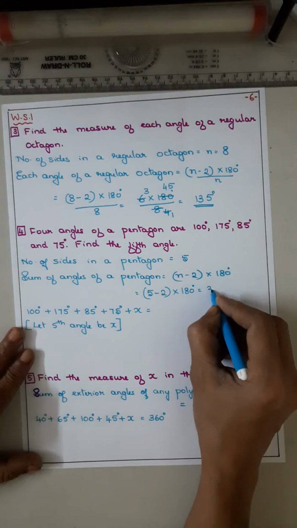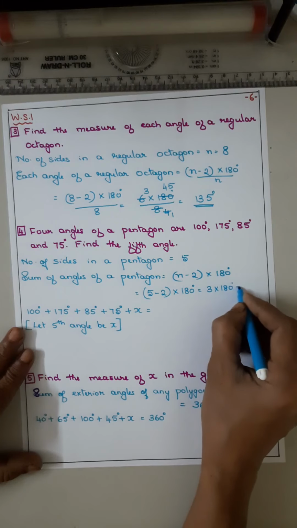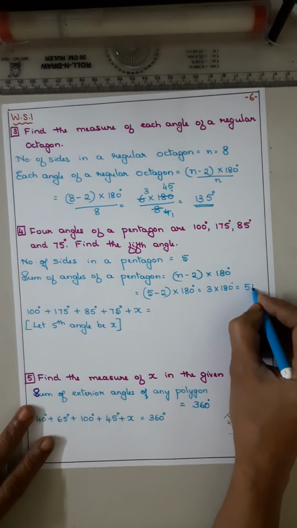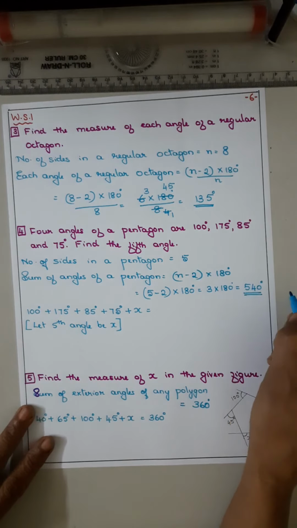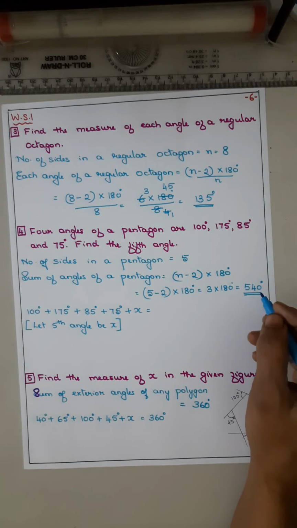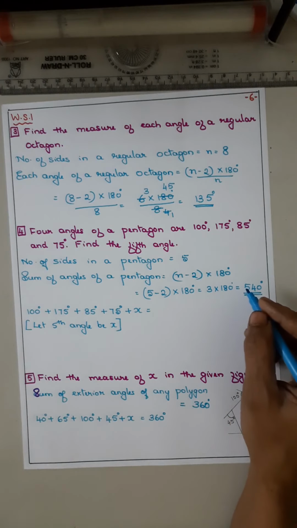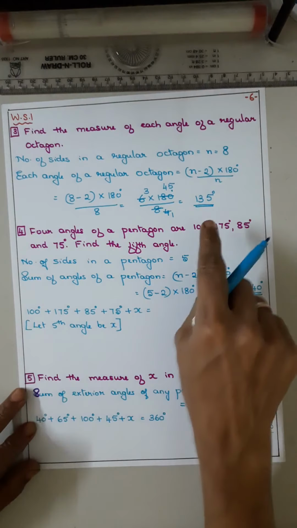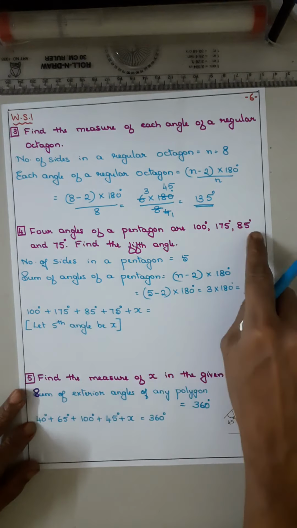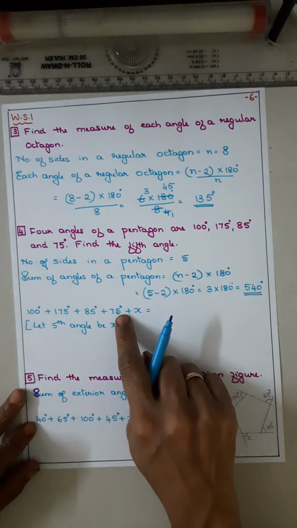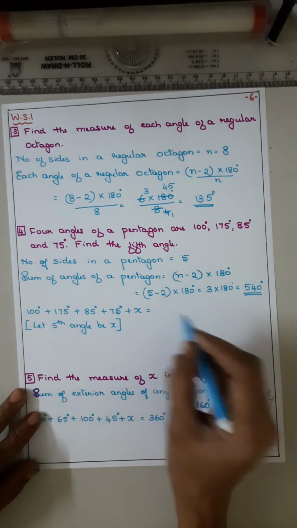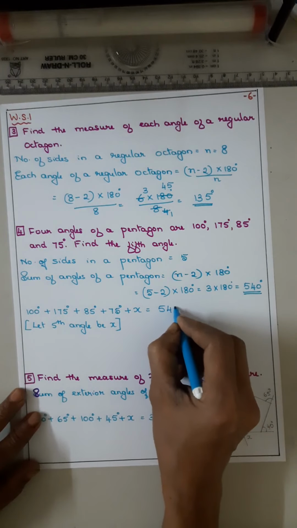5 minus 2 is 3, into 180. 18 3s are 54. So it is 540. In the earlier sums we have done it, but according to this, first you have to find out the sum of the angles of the pentagon, and then you write 100 plus 175 plus 85 plus 75. Let the fifth angle be x. The sum is equal to 540.